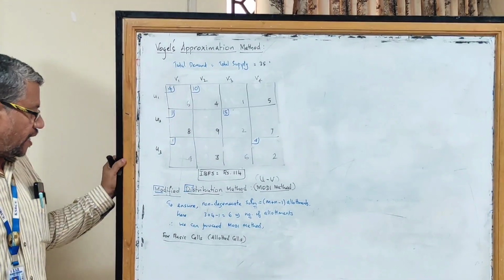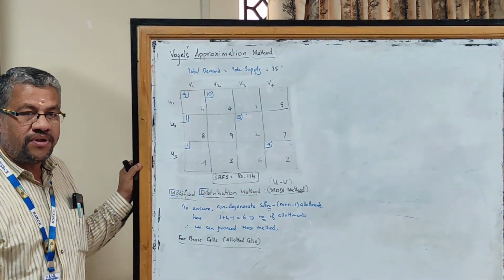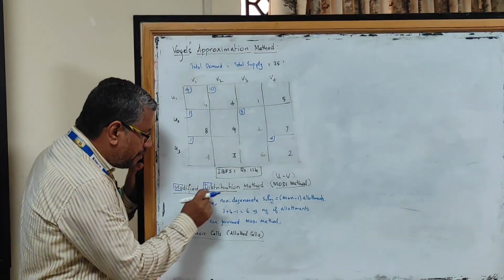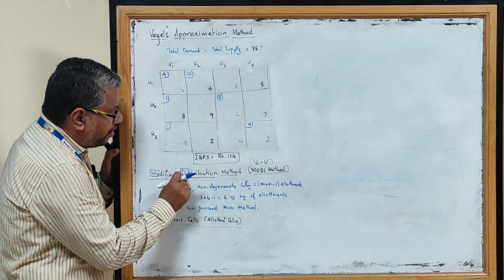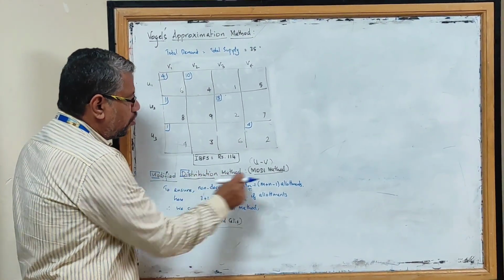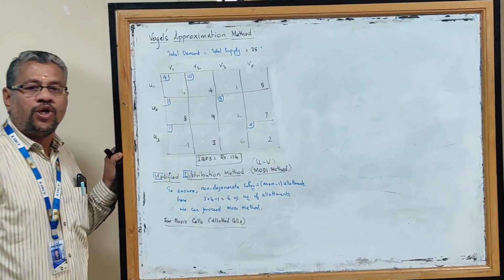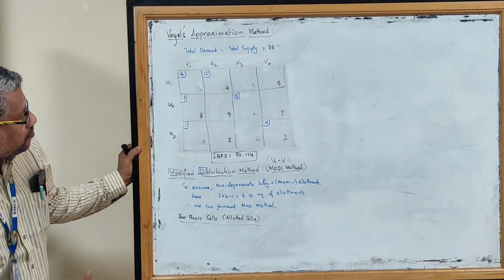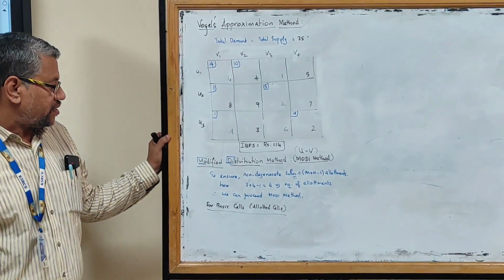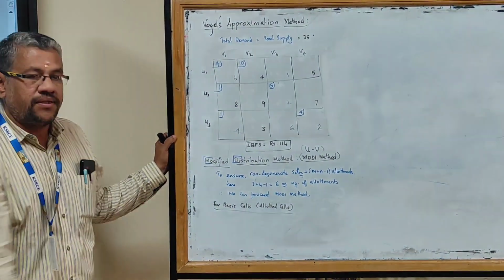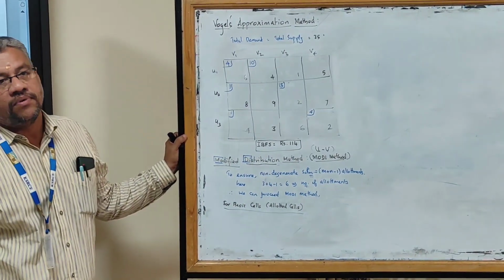Now we are going to see the modified distribution method, shortly known as MODI method. MO for modified, DI for distribution, MODI method. It is also known as UV method. What is the difference between the previous three methods and this method in transportation problem?